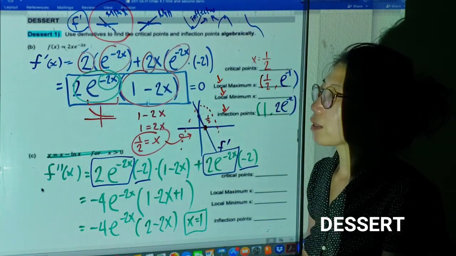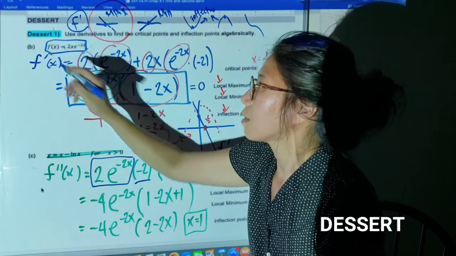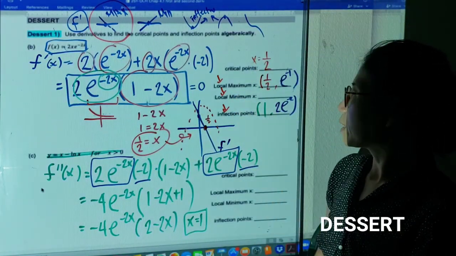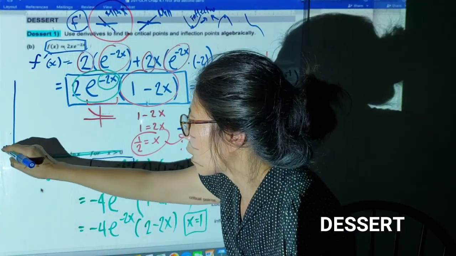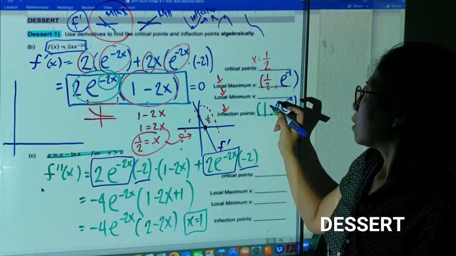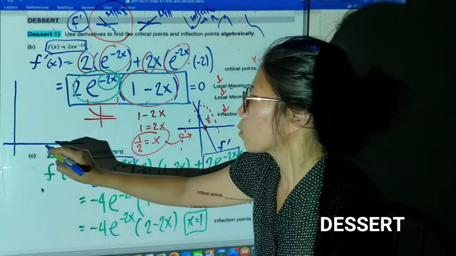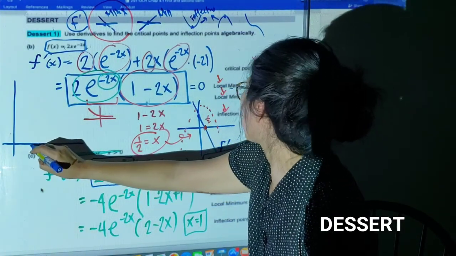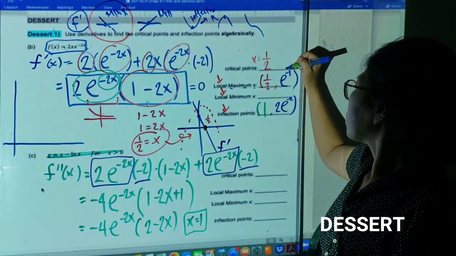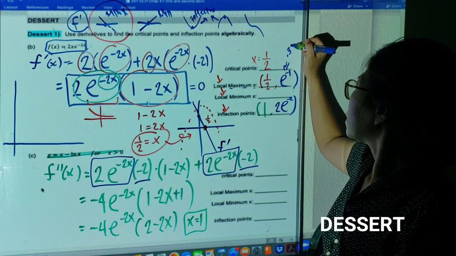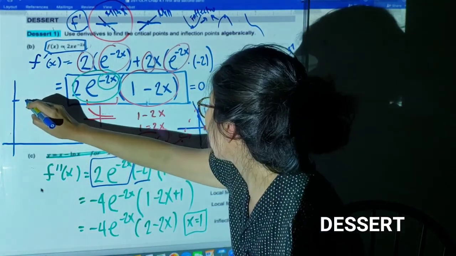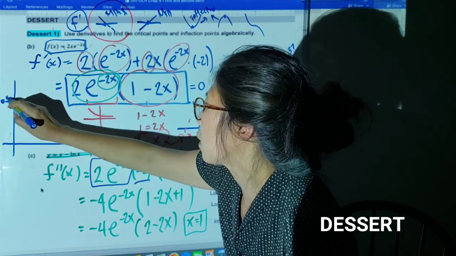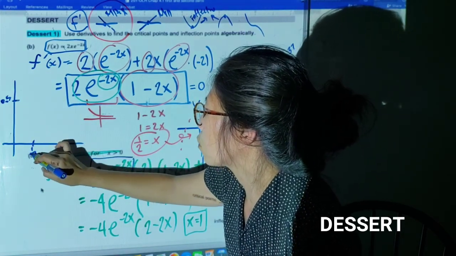Then why do we have that? Can we graph this using this information? Yeah, that's what we try to do. So now we are going to graph here. First, I know that the local maximum is going to be 1 over 2, and e to the negative 1 is about 0.37 something. So the number I will put here. That's still the maximum. So I will make this one 0.5, and then this is 1 over 2.